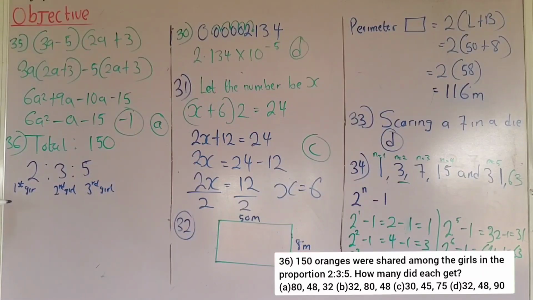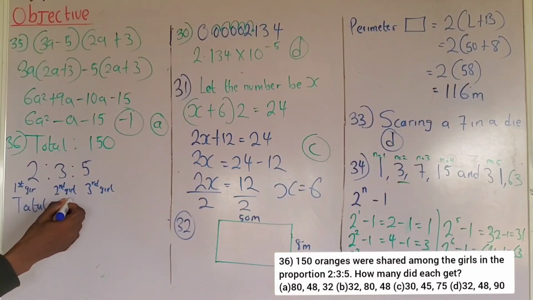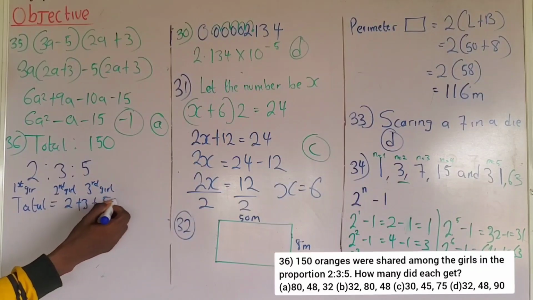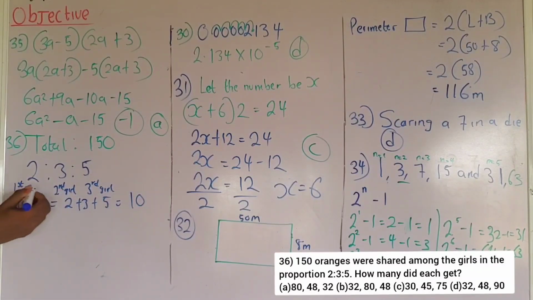Now, to get the number of oranges that each of the girls received, the first step is that you have to add these ratios together. You understand? So the total will be 2 plus 3 plus 5. So that will be 10. So let us get the number of oranges that the first girl received. Do you know the meaning of this ratio? When the first girl receives 2, the second girl receives 3, and the third girl receives 5.